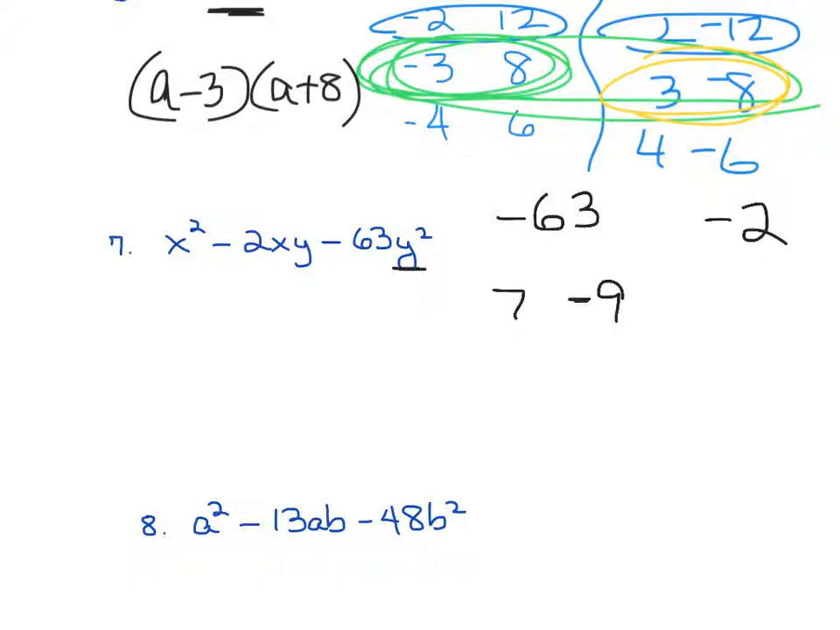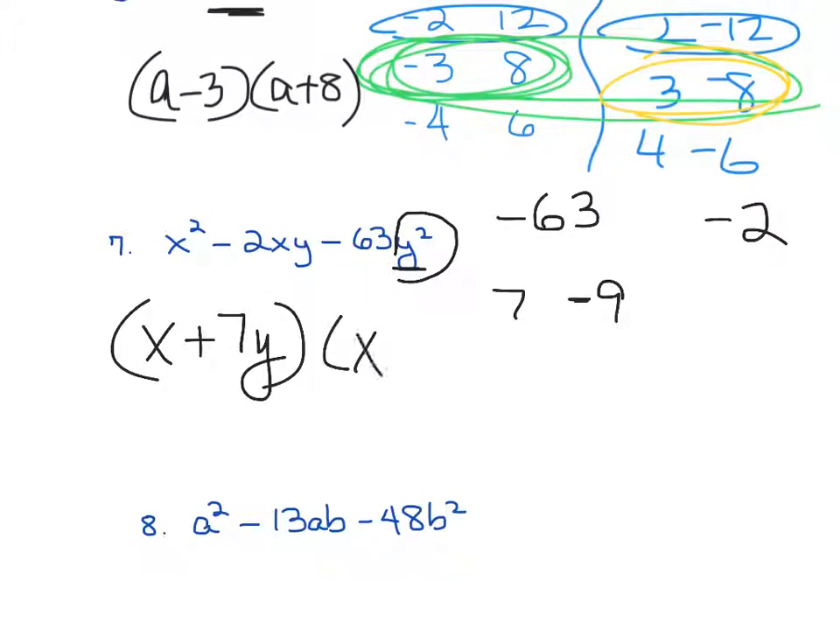But I'm still focusing first on the number part. So then I'll just do x plus 7. And then to take care of the y squared, I put a y there. And then x minus 9y. And again, you can FOIL it to double check that it does go back. And it does.